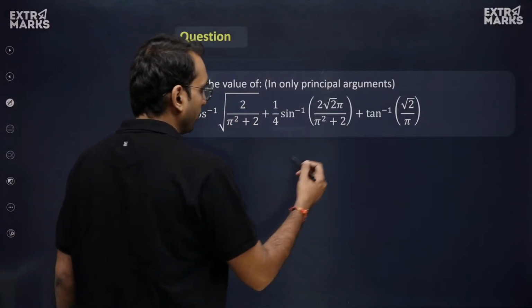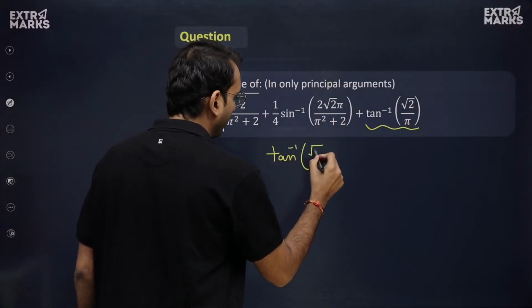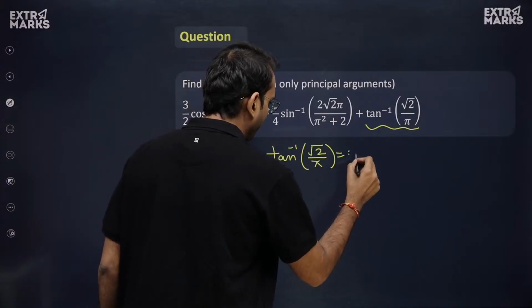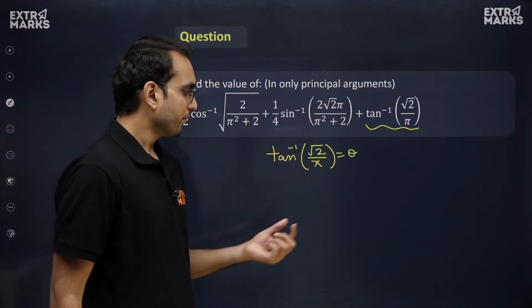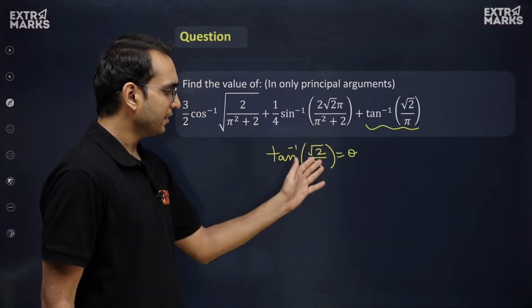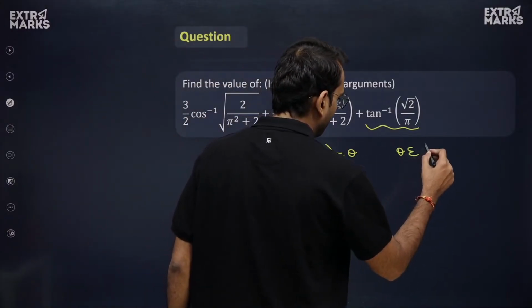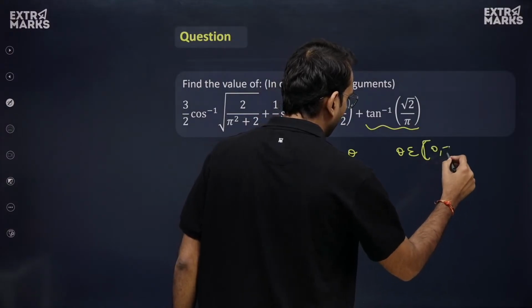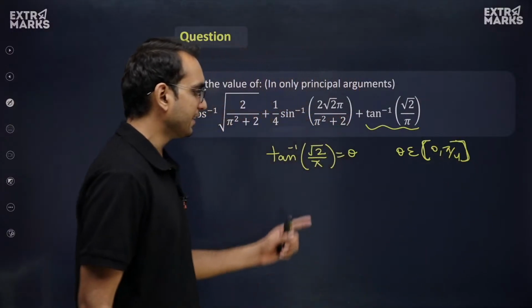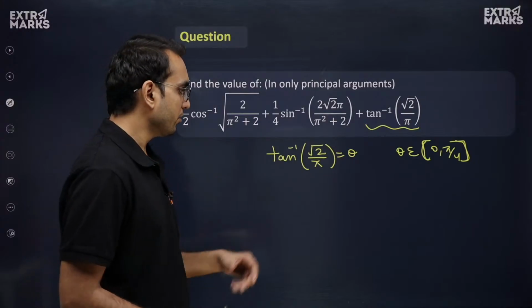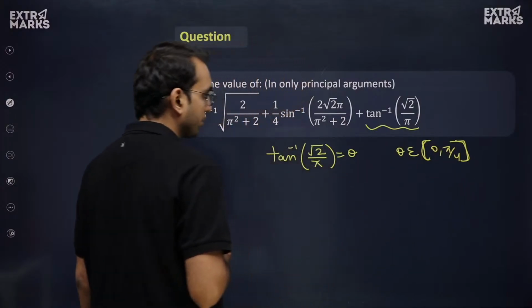How? Let's see. Let's start this question by assuming tan inverse of root 2 by pi as theta. Now root 2 is 1 point something, pi is 3 point something. So this is a less than 1 quantity but positive. So we can say that theta belongs to 0 to pi by 4. We can use close because this is less than 1 and tan is an increasing function. So this angle is less than pi by 4.